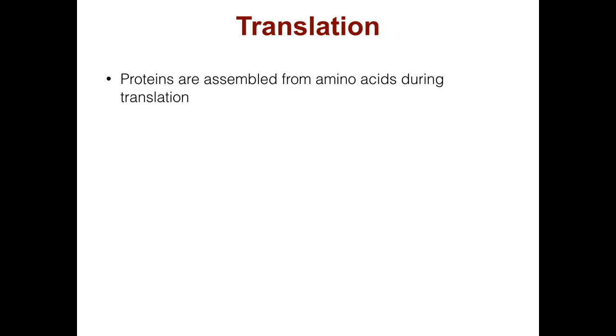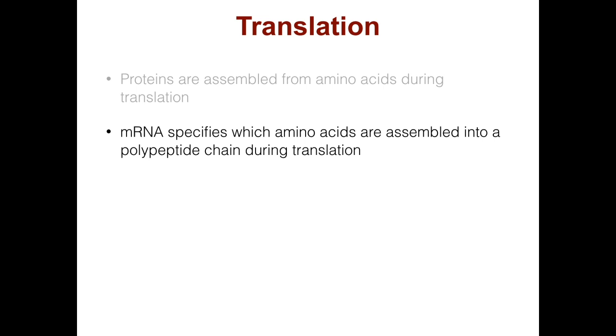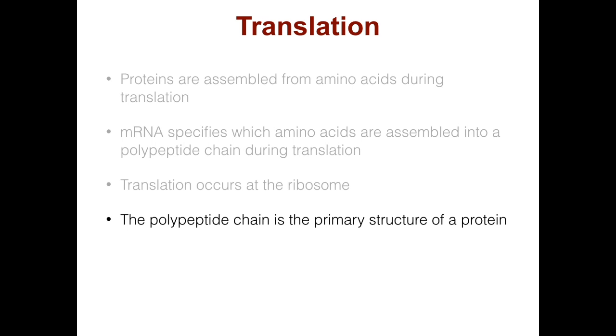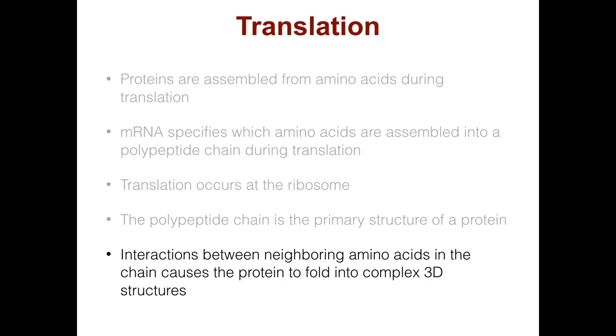So in translation, proteins are assembled from amino acids during this process. The mRNA specifies which amino acids are assembled into a polypeptide chain during translation. Translation occurs at the ribosome, which I just showed you in the last image. The polypeptide chain is the primary structure of a protein. Interactions between neighboring amino acids in the chain cause the protein to fold into complex 3D structures.